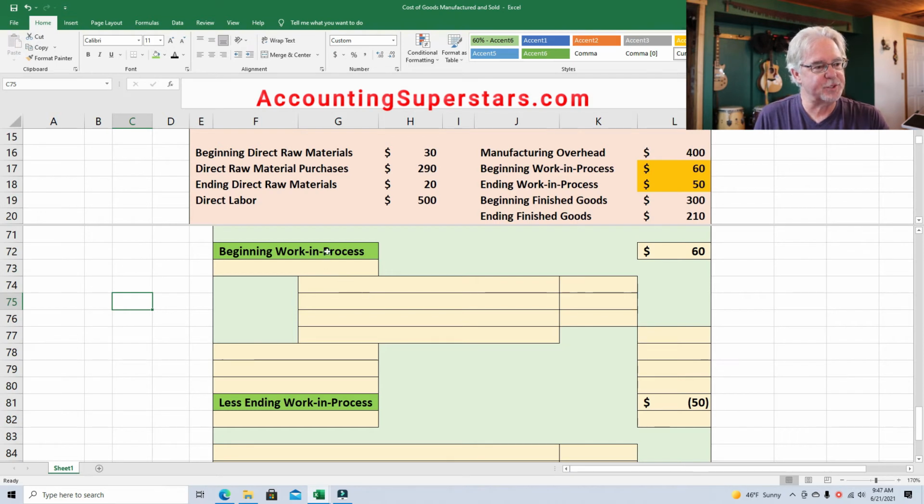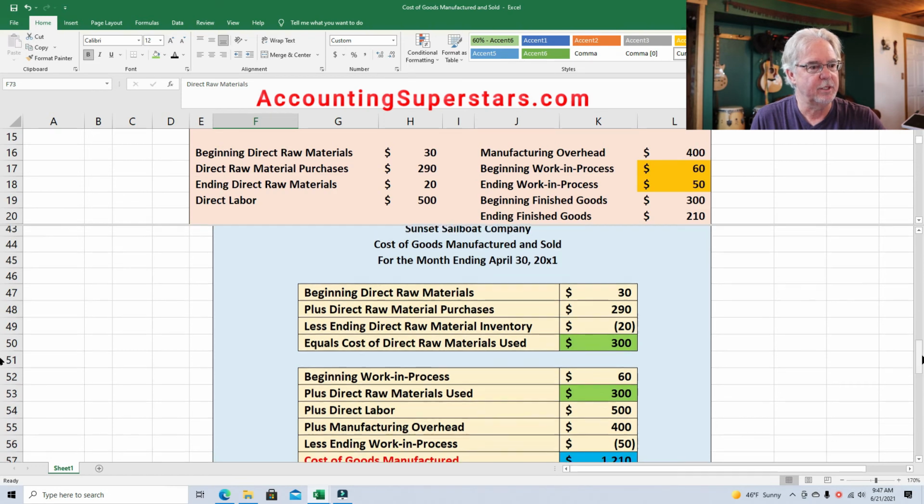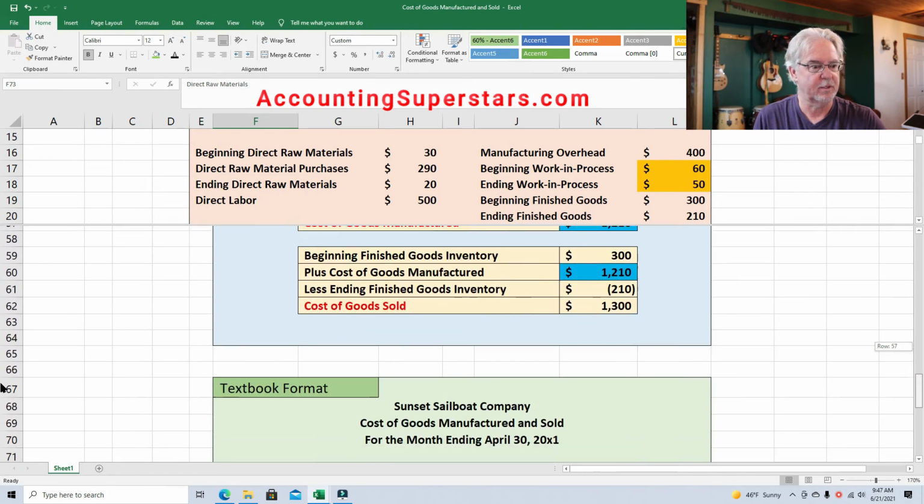Okay, so what's going to go on in here is we're going to put a lot of things that we've already seen inside of here. But work in process kind of encompasses all of this. Okay, so coming down to the next line here, direct raw materials. So we're going to work on direct raw materials. And actually, this little section here is going to be identical to what we did here. Okay, that was easy to understand. So we're just going to do the same thing.